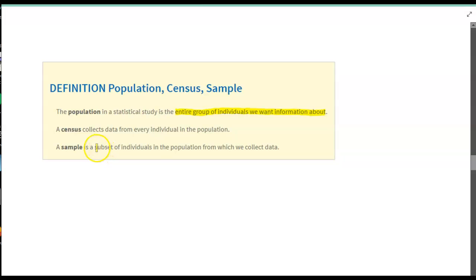A sample is a subset of individuals in the population from which we want to collect data. And it's up to the statistician to determine what a good size of the sample would be, and we're going to learn about that in a later lesson.